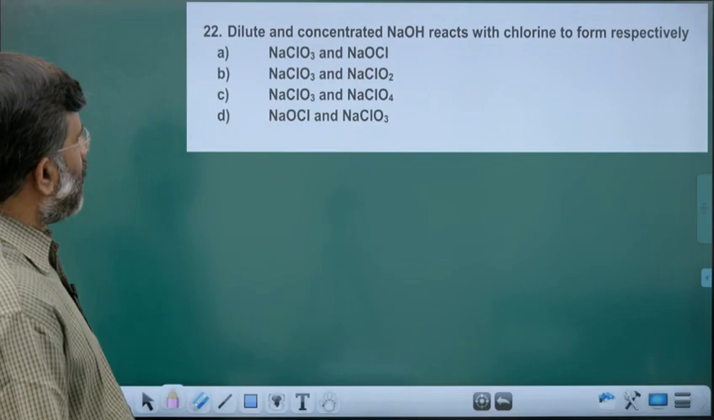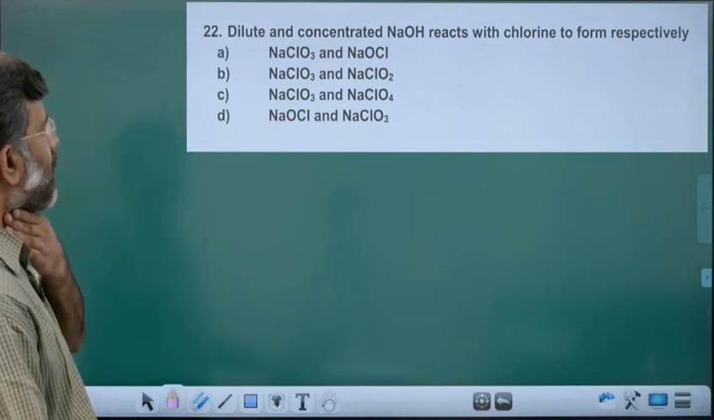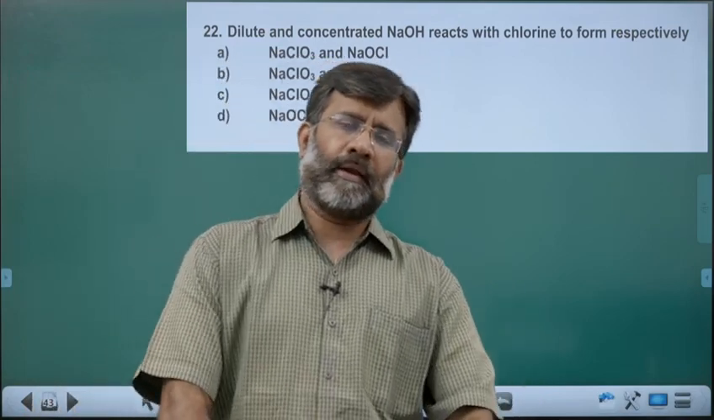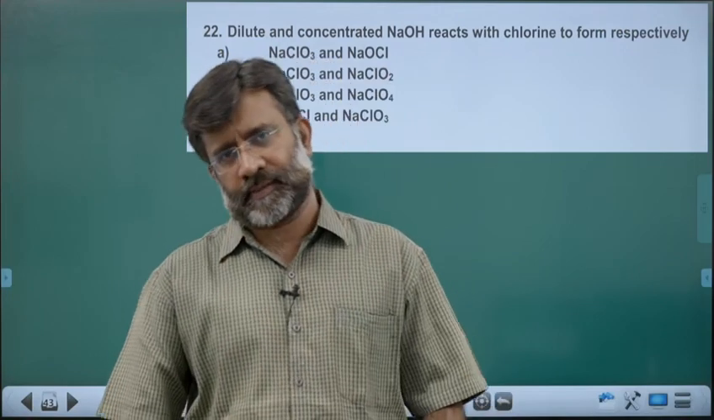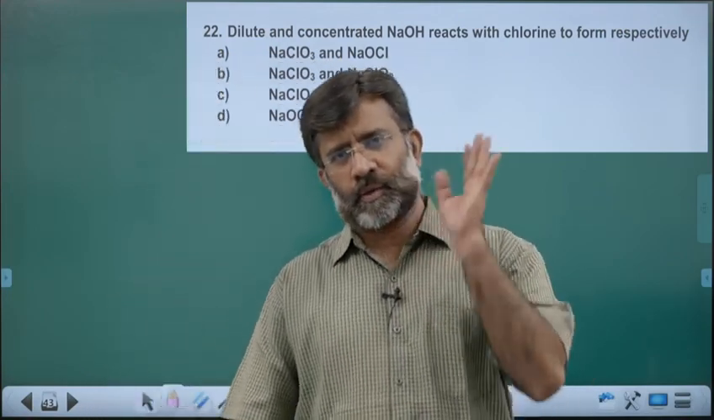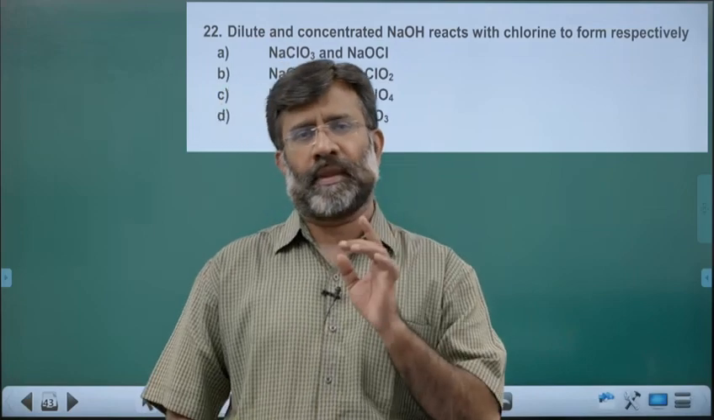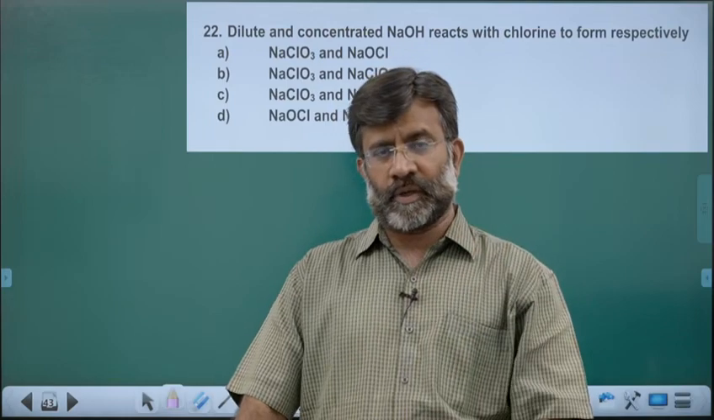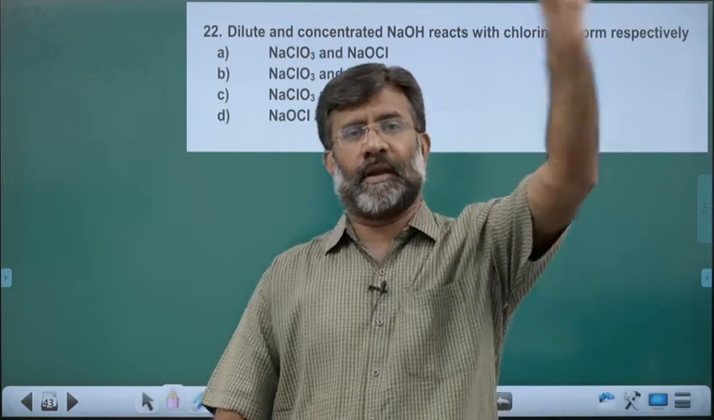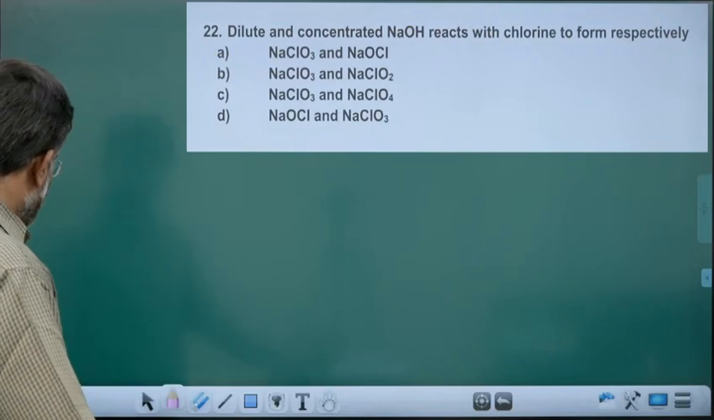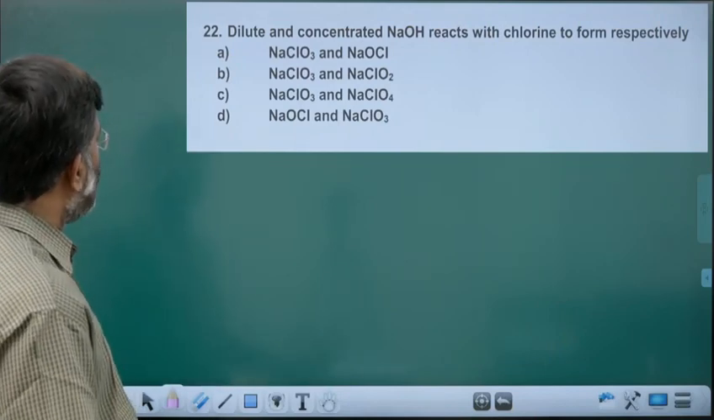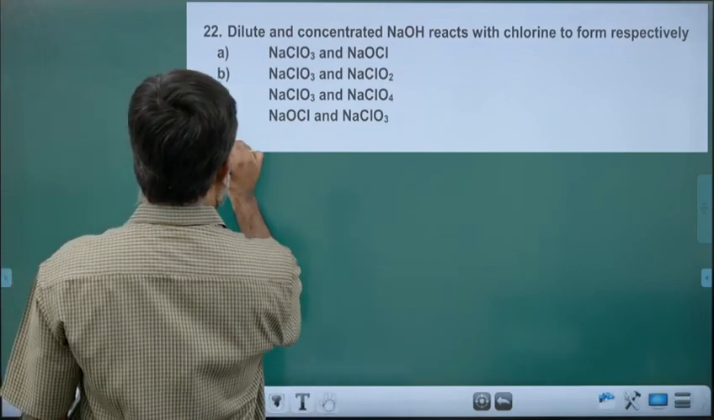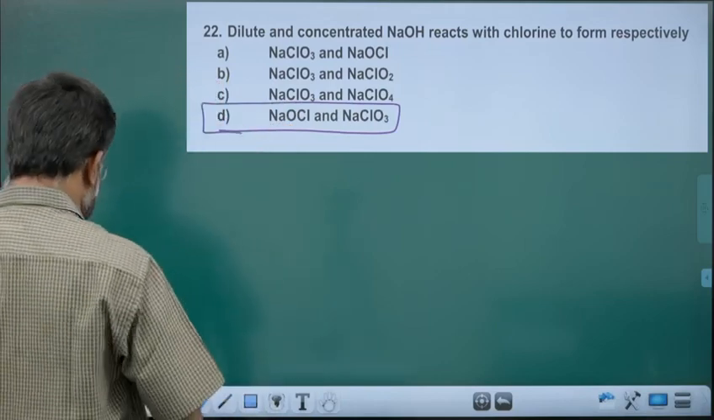Next. Dilute and concentrated NaOH react with chlorine to form, respectively. You might have learned the reaction in the NCERT. Chlorine reacts with dilute NaOH giving NaClO and NaCl with water. While chlorine with concentrated NaOH gives NaClO3 with NaCl and water. You know the reaction. And the answer is option D only, NaClO plus NaClO3. Option D.